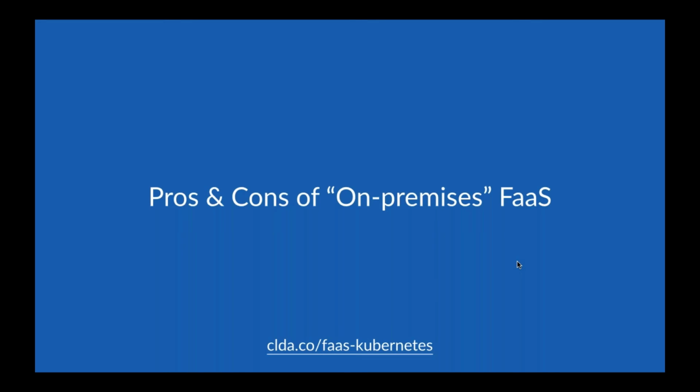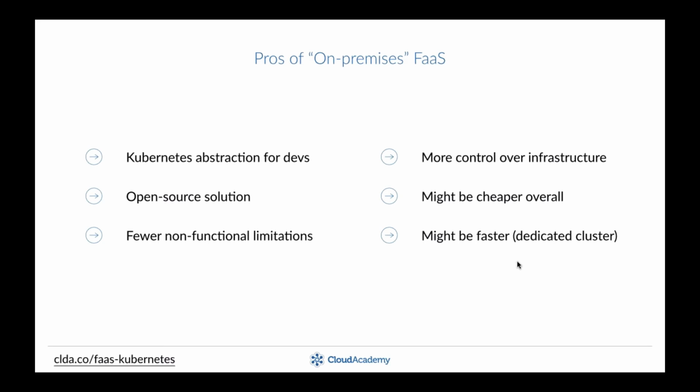So why would you ever use on-premises function as a service? Imagine you have a Docker swarm or a Kubernetes cluster. Why would you ever decide to manage your own function as a service platform? So I identified a few pros that you may want to consider.